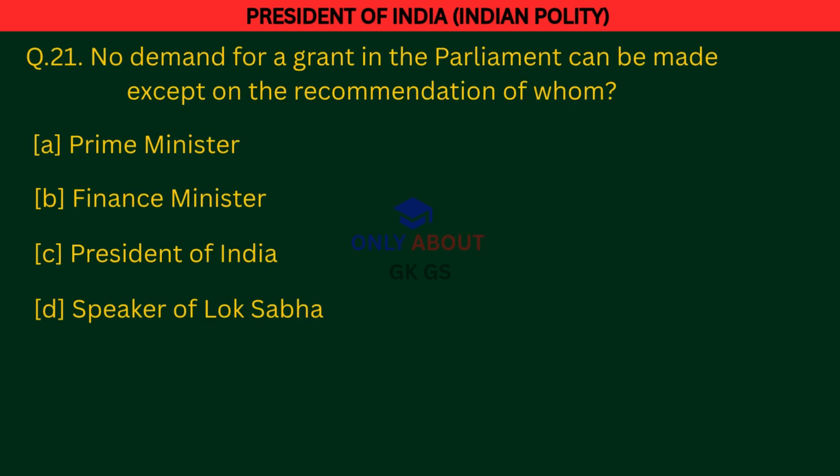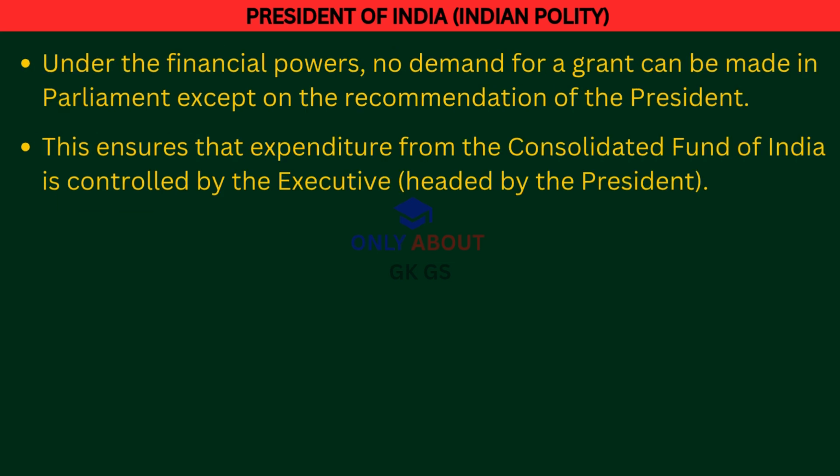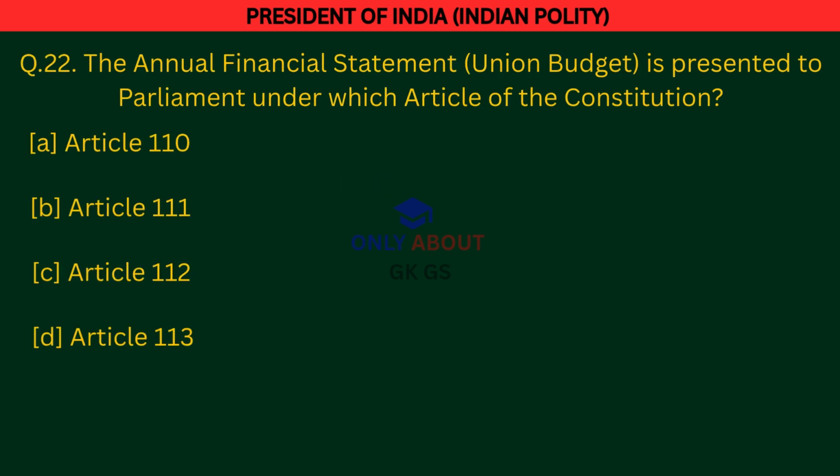Next question. No demand for a grant in Parliament can be made except on the recommendation of whom? Correct answer: President of India. Under the financial powers, no demand for a grant can be made in Parliament except on the recommendation of the President. This ensures that expenditure from the Consolidated Fund of India is controlled by the Executive.